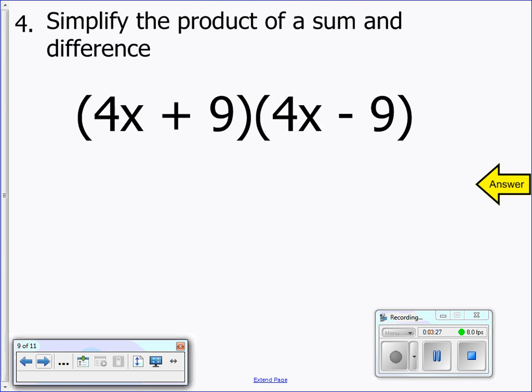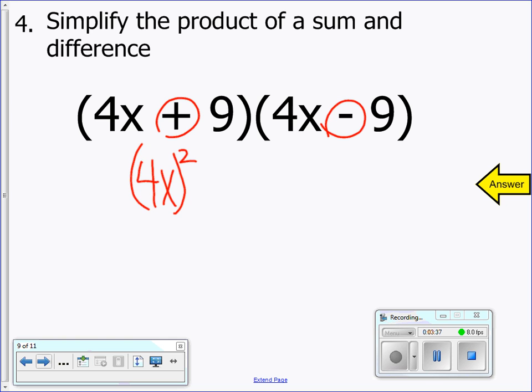Simplify the product of a sum and difference. So this is the one where our middle term drops out because we have one plus and one minus. So that would be 4x squared. So remember, it's always minus because one plus, one minus. So that would be 16x squared minus 81.